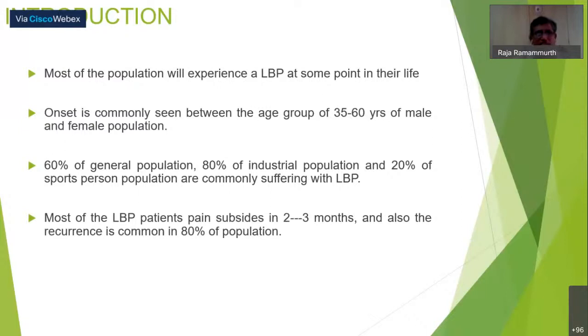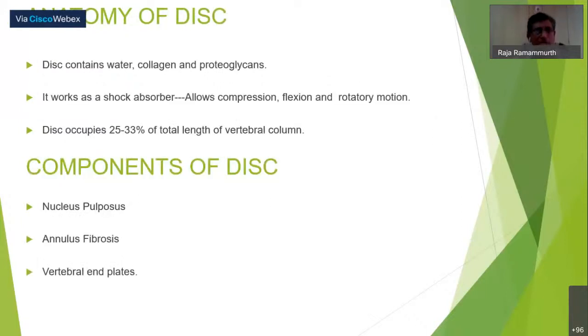Let me skip to the second slide. Here, I'm going to speak about the anatomy of the disc. The disc is the main component where there is a problem, and that problem may lead to low back pain. If you consider the anatomy of the disc, it contains matrix, collagen, and proteoglycans. It works as a shock absorber.